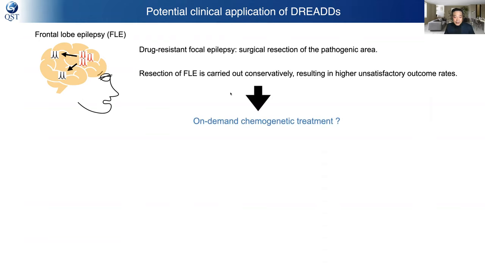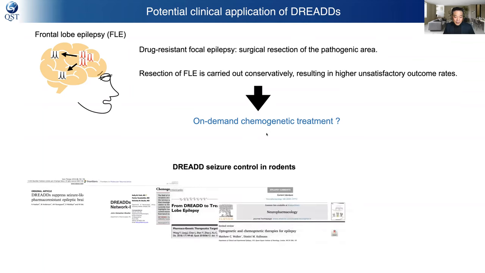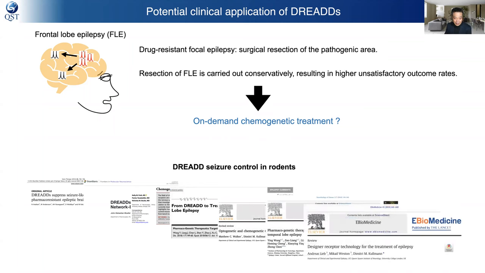To overcome this, we try to use chemogenetic silencing technology to suppress epileptic seizures on demand. So every time a seizure occurs, we give a DCZ shot to terminate the epilepsy. This was demonstrated repeatedly in rodent studies, DREADD seizure control. But so far, no paper has been published demonstrating this in non-human primates.